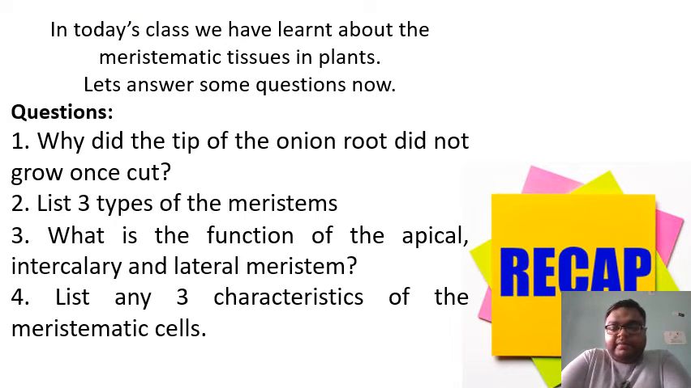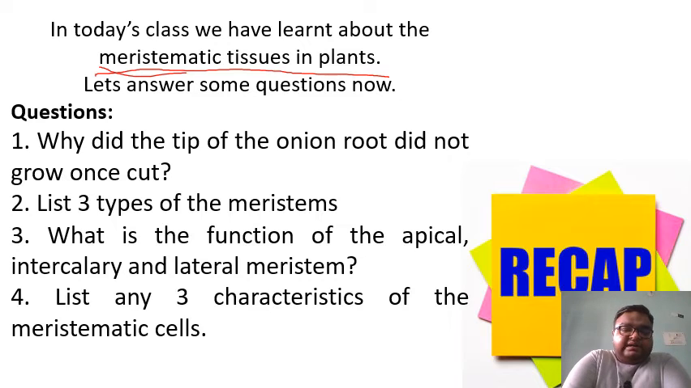So we have come to the end of today's class, and what have we learned in today's class, students? Yes, we have learned about the meristematic tissues in plants, right? So let's answer some questions. Okay. So first is that why, when we removed the tip of the onion root, right, did it stop growing? Why did the growth suddenly become very less? It was growing less.